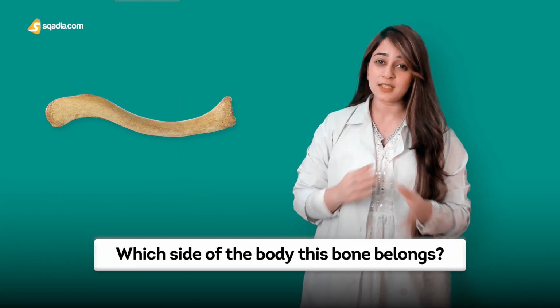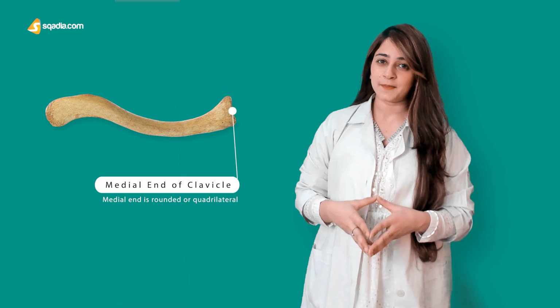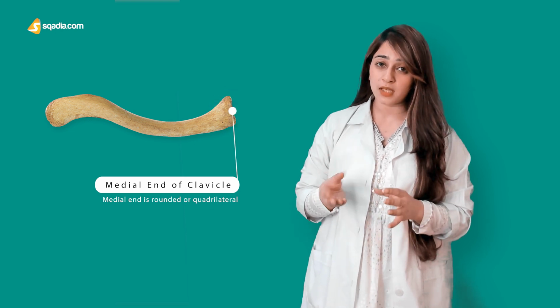A common question asked by examiners: you are handed a clavicle and asked to tell which side of the body this bone belongs to. The simple way is to identify the medial end. The medial end is rounded or quadrilateral. Now place that medial end towards your sternum. This would make it easy to recognize.